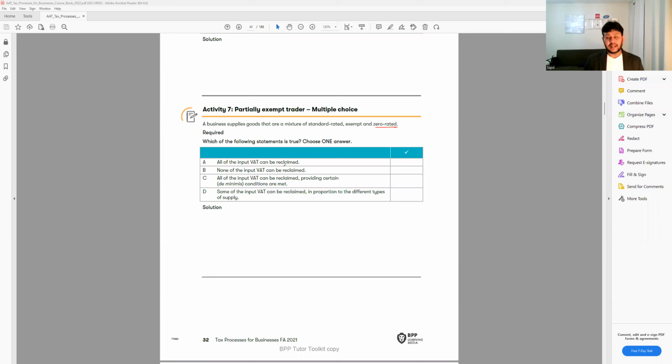That's not true. We can claim back the VAT. All input VAT can be reclaimed provided certain conditions are met, that's diminished. That's the true one. So if the diminished condition is fulfilled, we can claim all the input VAT, even though it is exempt or taxable. All right, let's move to the next one.